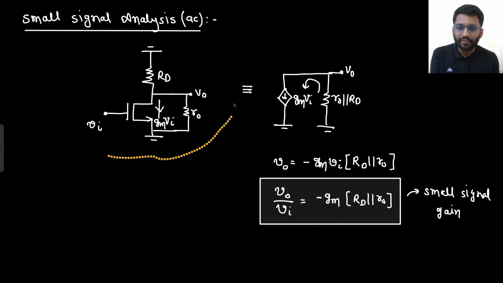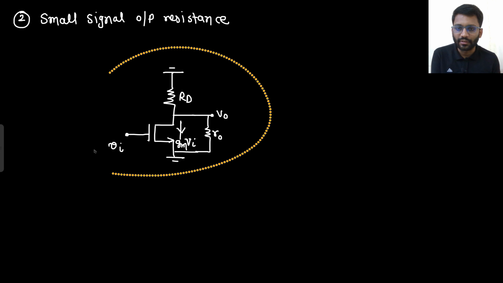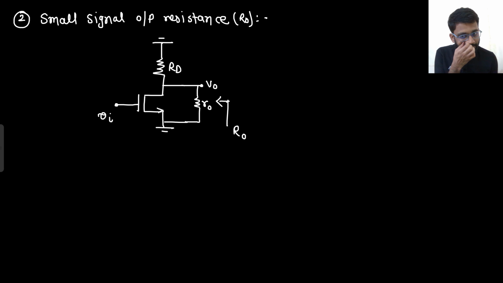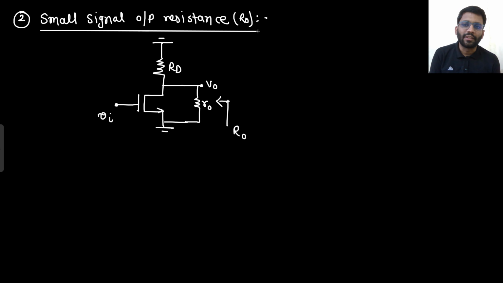Second thing they can ask is small signal output resistance. They can ask this thing. So they will just make this diagram, because we are talking about small signal, so everything here will be small signal. They will not give you this, and they will ask you what is the resistance seen from here. This is known as small signal output resistance R0. This is what they can ask.